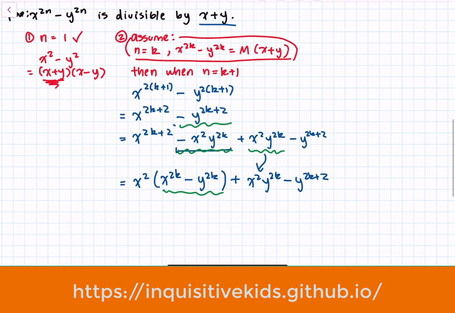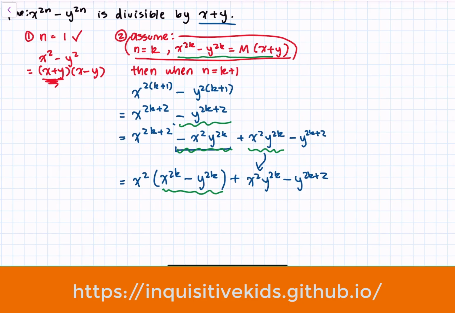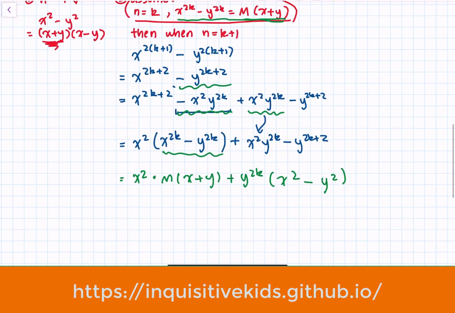And when we look back at our assumption, we see that when n is equal to k, this value holds true. It's equal to m times x plus y. So we can rewrite it as x squared times m times x plus y. And over here on the right, we can factor out a y to the 2k power, which gives us x squared minus y squared.